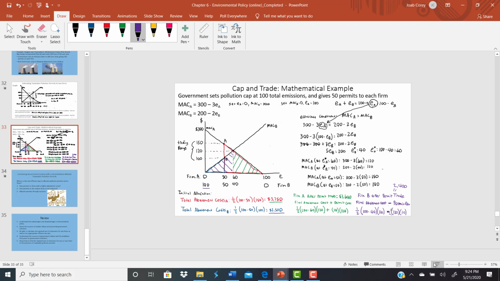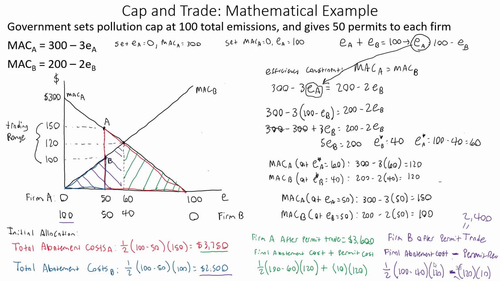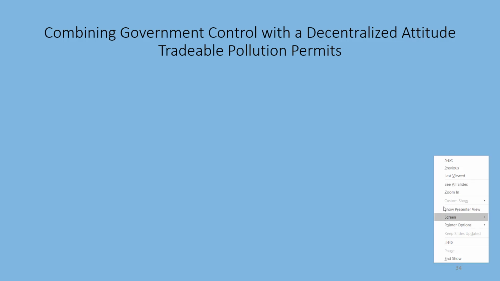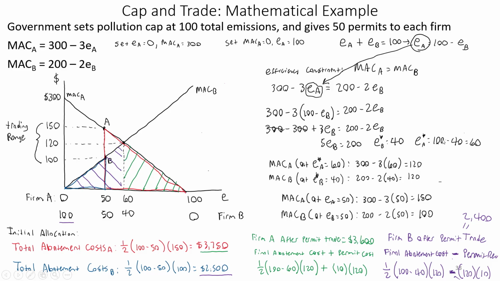So that is what this, sorry, I went a little too quick there. So that's what this total slide looks like here. Again, on the exam, you're going to have to calculate what is the optimal number of permits for each firm under this system, and then how firms get there, right? So in this case, it is firm A that is buying these 10 permits from firm B, who is selling those 10 permits to them.